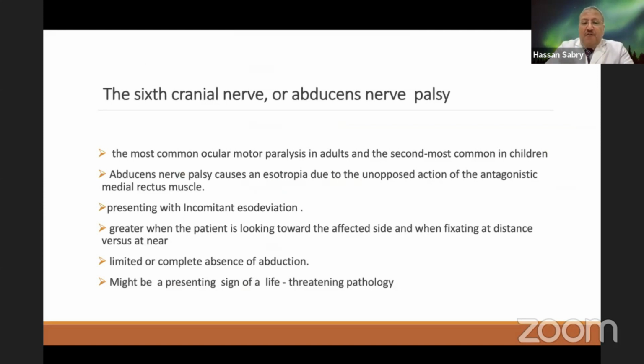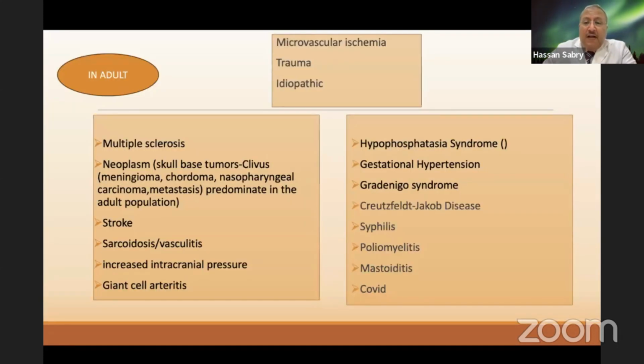So sixth nerve palsy is the most common ocular motor paralysis in adults and the second most common in children. And as I said, the patient should be investigated properly to find out what's the reason. The presence of incomitance during measurement of eso deviation is very indicative that there is something wrong with the lateral rectus muscle. And in adults, the most common cause is microvascular ischemia due to diabetes, hypertension, trauma, idiopathic, but there are other causes. I got patients with giant cell arteritis, multiple sclerosis, showing sixth nerve palsy.